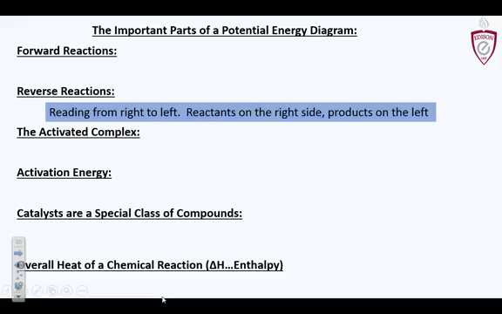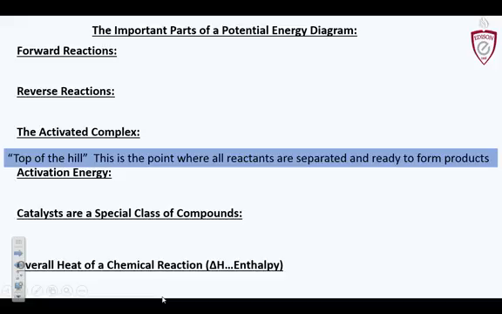Right. Good. Now the activated complex is a single point on these curves that I need you to be able to identify every time. Top of the hill. This is the point where all the reactants are separated and they're ready to form those products. They could be in some weird arrangement that is not written in the chemical equation. It's the moment that you're at the tipping point on the roller coaster. And then all of a sudden it can go without any more energy. I don't have to add any more now. It's got everything it needs and down it goes.